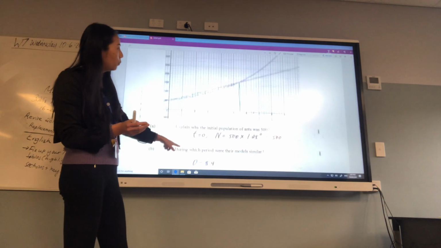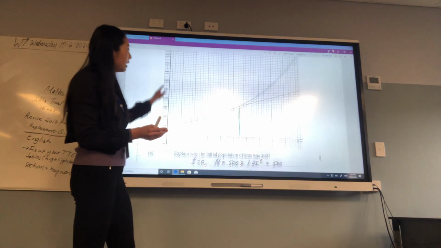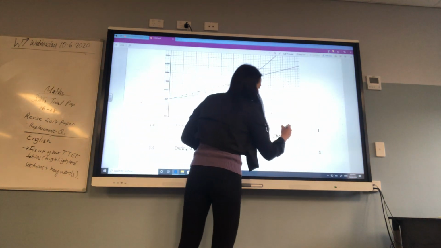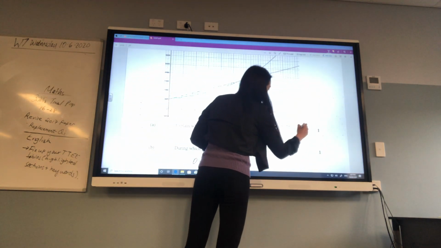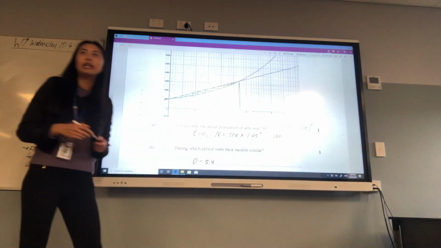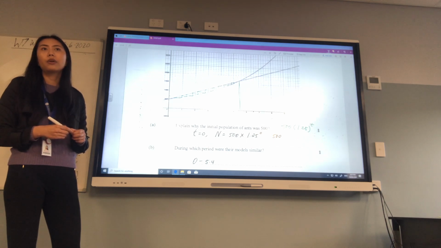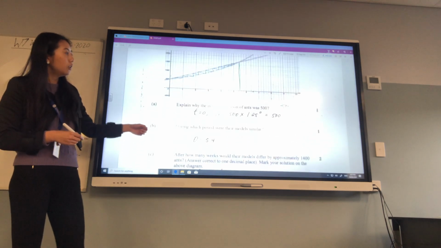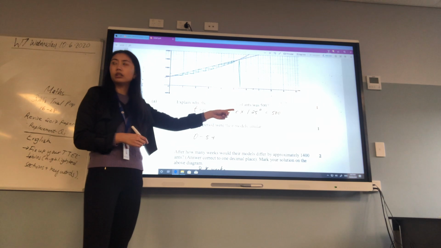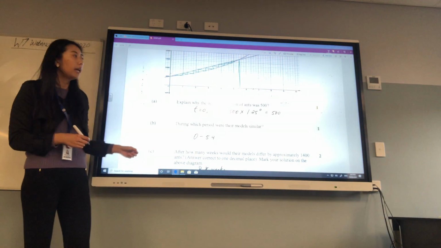So the first one, why the initial population was 500. The equation is 500 times 1.25 to the power of t. Now, initially, what is t equal to at the start? t is equal to 0. So you substitute t equals 0 into this equation, and you'll get N is equal to 500. You just show that.